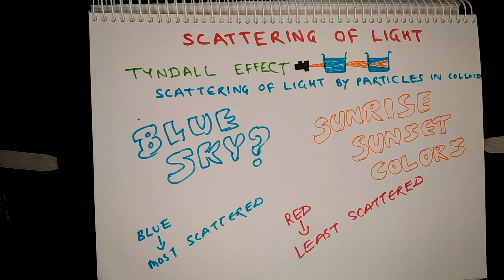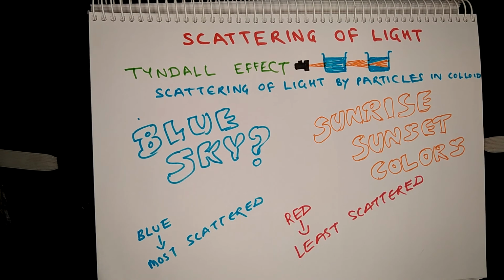Another phenomenon is the blue color of the sky. The blue color has a smaller wavelength, and that is why blue color is scattered the most through the atmosphere. So you can say the blue color is distributed, spread the most throughout the sky, and due to this we are able to see blue color only, and the sky appears blue.